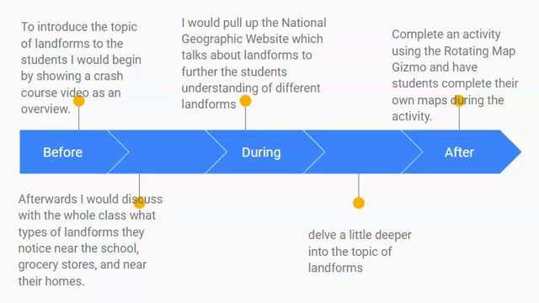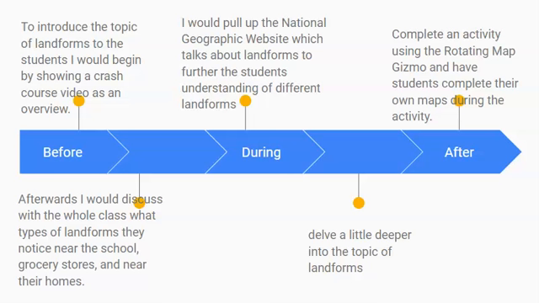The procedure that would occur within this lesson: I would begin by introducing the topic of landforms to the students. I would show a crash course video as a good overview. It gives good examples and explains a lot. And it's a nice short little 3-minute video that would be a great way to intrigue students.